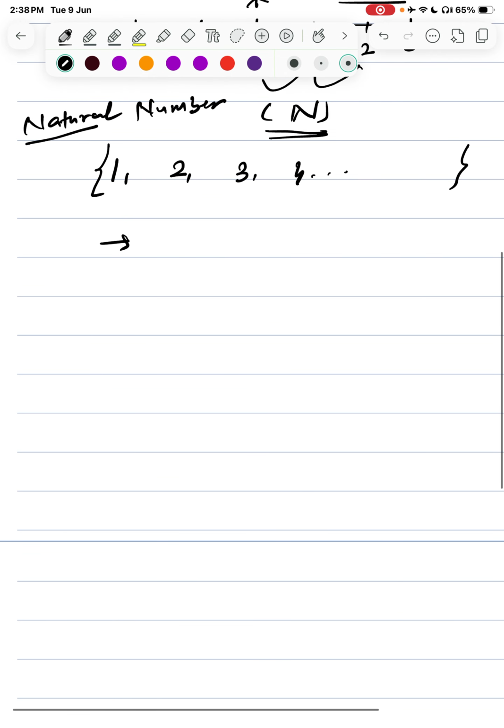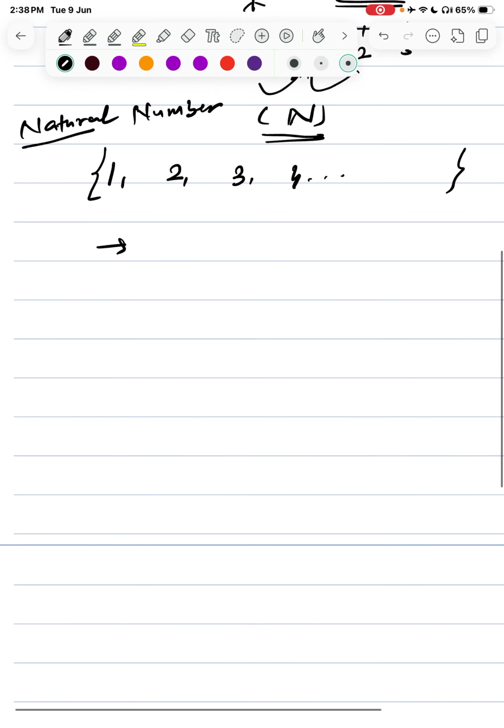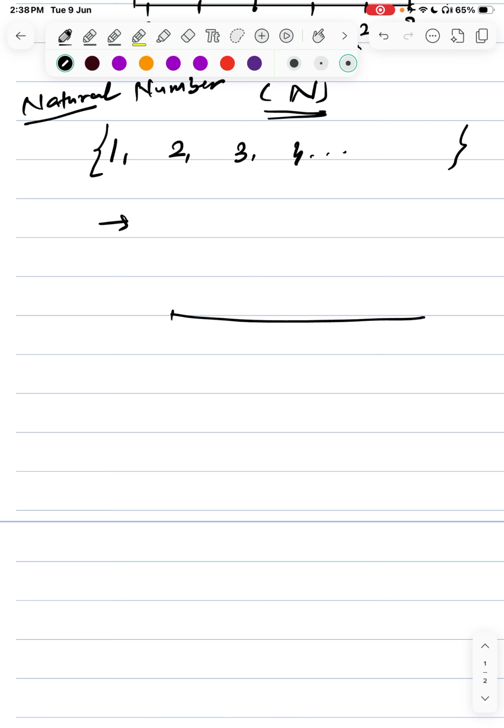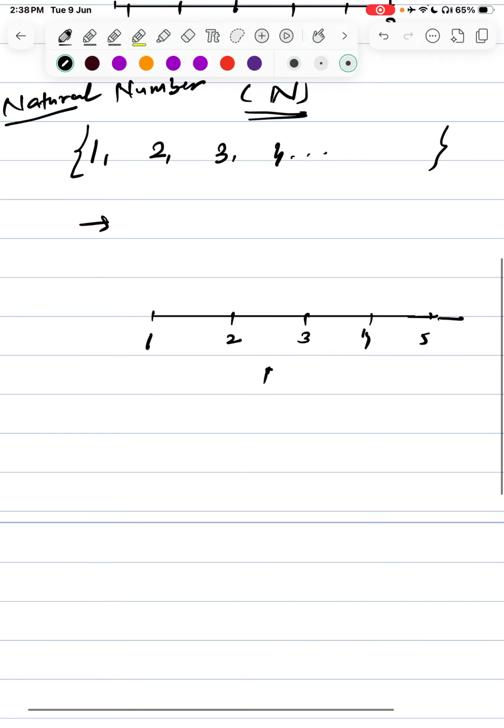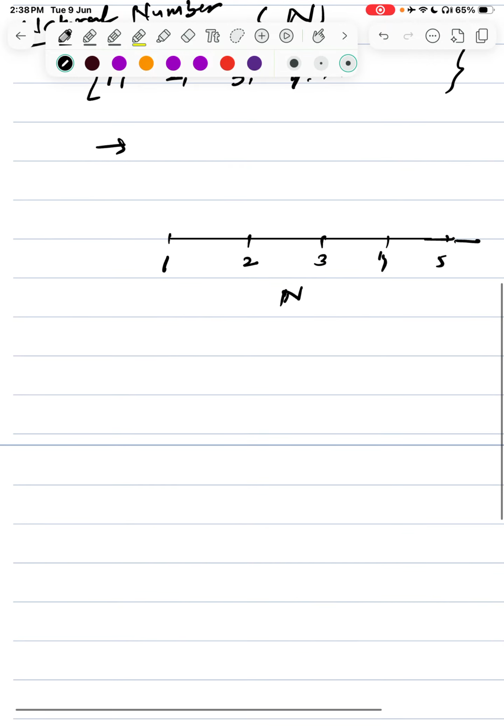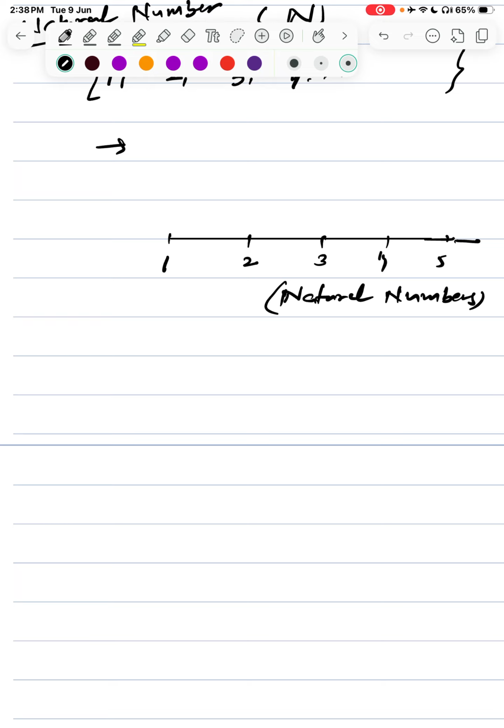And when you include one more number, let me just draw a number line here. What is happening here? Numbers are starting from 1, 2, 3, 4, 5, and so on. You call this system the system of natural numbers. Now if I'm adding one more number to it, that is 0.